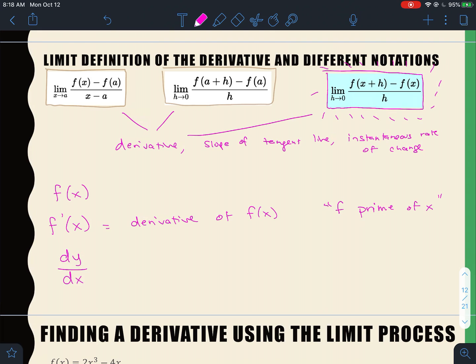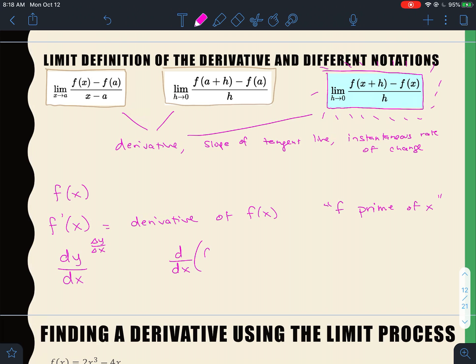Or we could call it dy over dx. That's another way of doing the derivative. So that means the derivative of y over the derivative of x. And notice it's like your delta y over your delta x. That's what those d's are. They're like the placeholders for the delta. So it's delta y over delta x. So that's another way of doing derivatives.